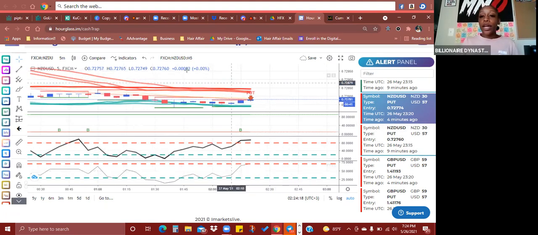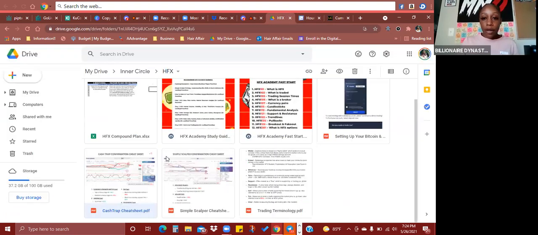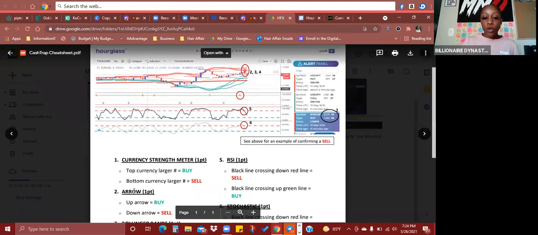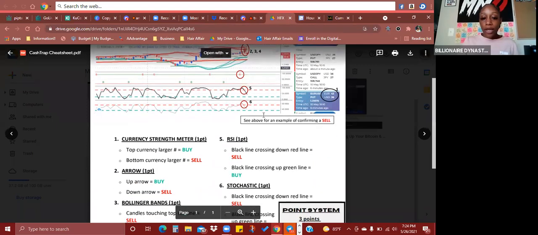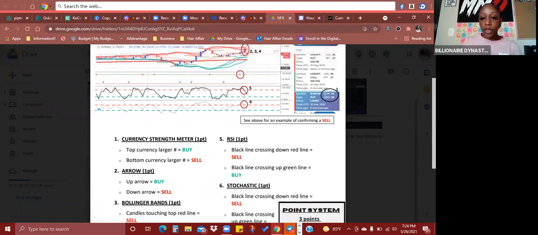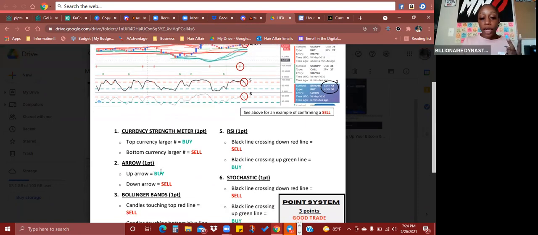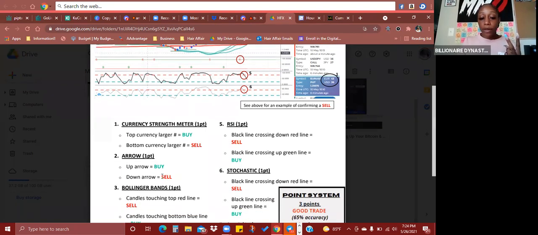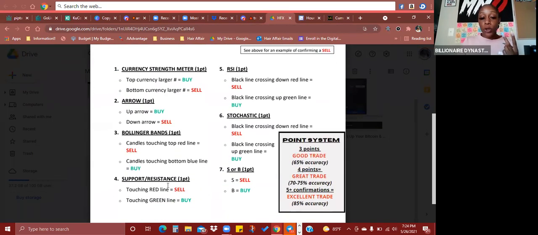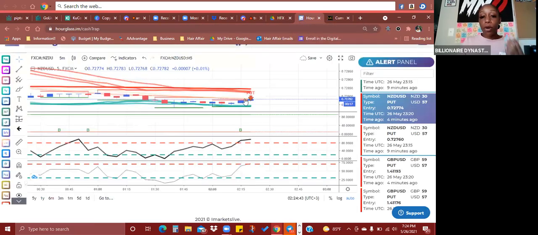So recap, right? I'm going to show y'all this too. That way we can kind of compare this, right? So I just went over the currency strength meter, and I have my notes here. So the top currency larger, you buy it. The bottom currency larger, you sell it, right? So we already confirmed that it's going to be a sell with that. We have the down arrow, so that's 2 points, right? Now we have another sell. I went over the support and resistance. That's 3 confirmations. Now the next one is called the Bollinger Bands.